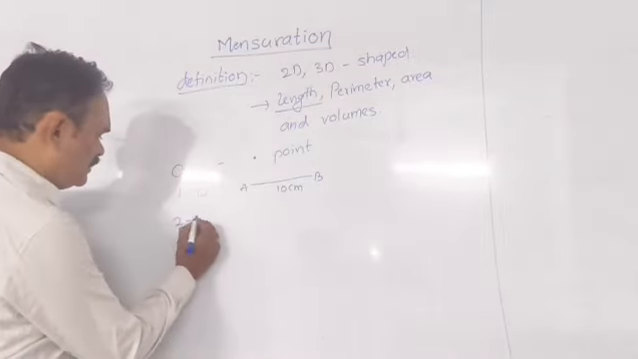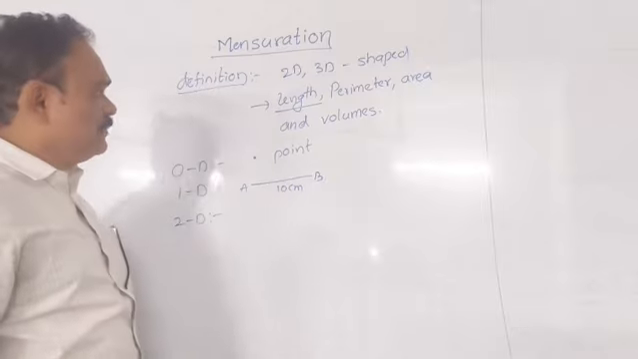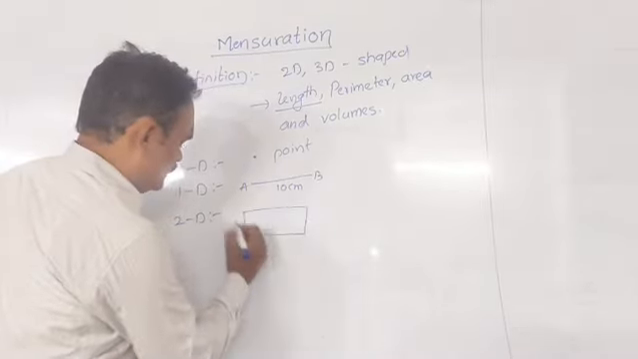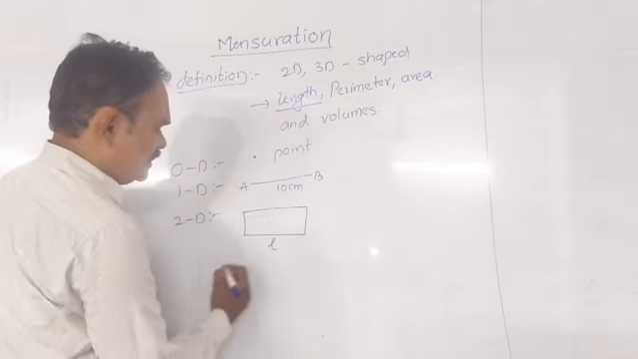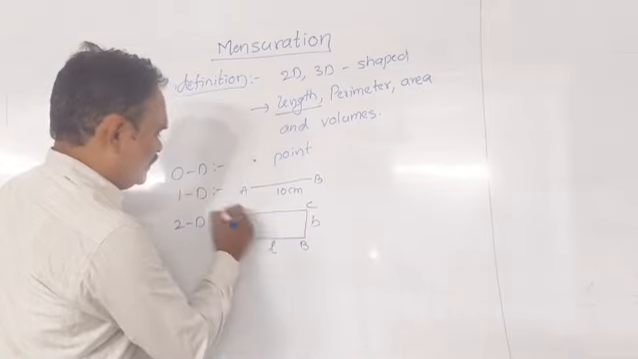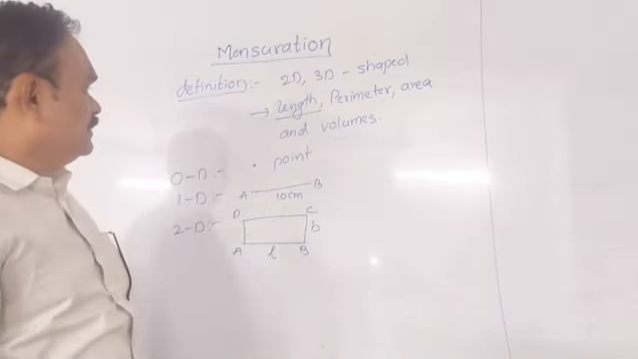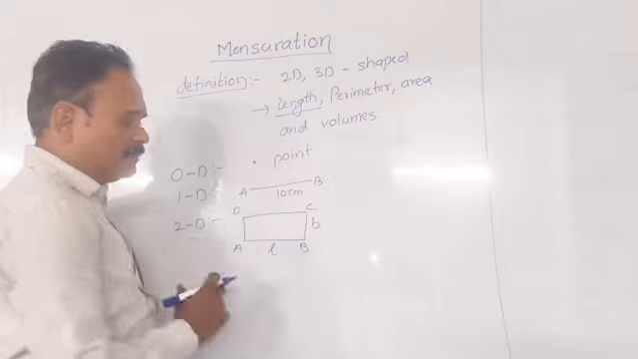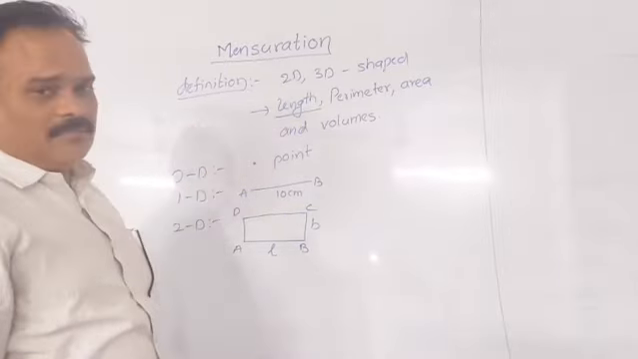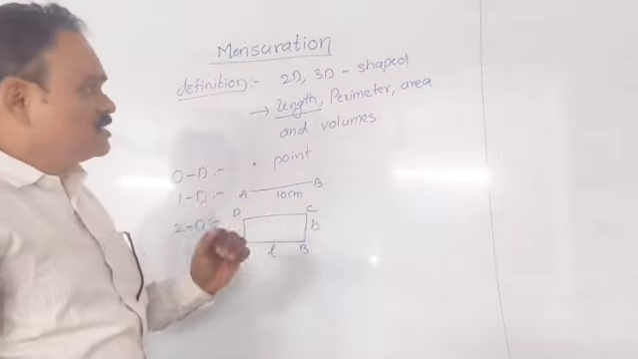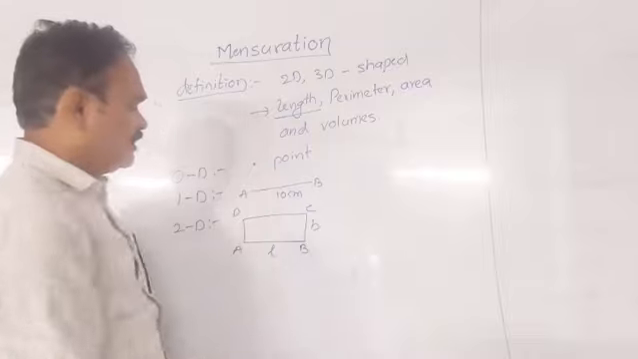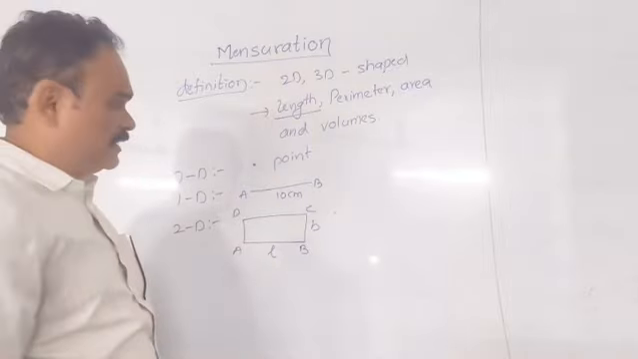Coming to the two-dimensional figure, for example, we can take a rectangle. This is the length and this is the breadth of the rectangle ABCD. How do we calculate it? In a two-dimensional figure we can find the area as well as the perimeter. So how do we calculate the area of this rectangle?